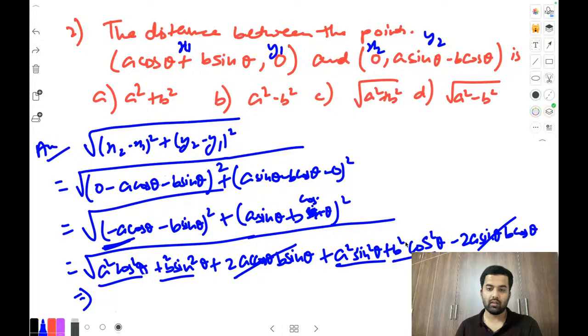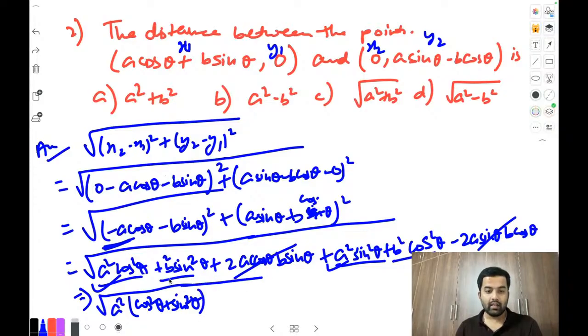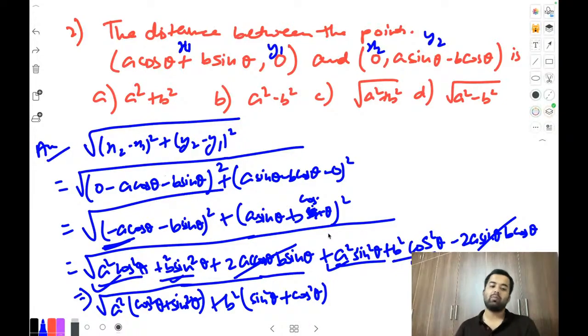What can we do? Take common. Here, as you see, what will be common? If you take a square common, see this, we are picking this one. Okay, a square common. So what will come? Cos square theta plus sin square theta. First one done. And here b square common, so again plus b square common, sin square theta plus cos square theta. Okay, now here we have a use of trigonometry also.